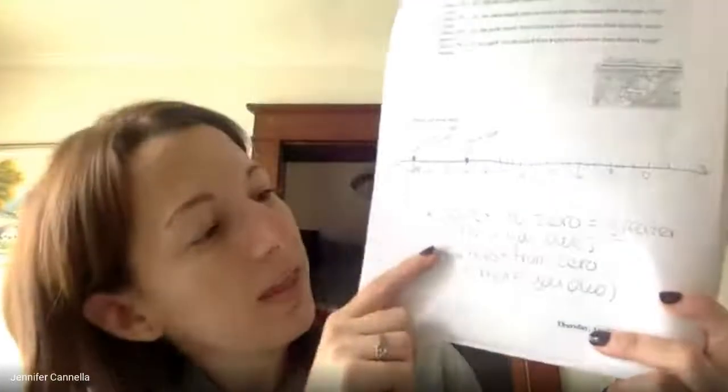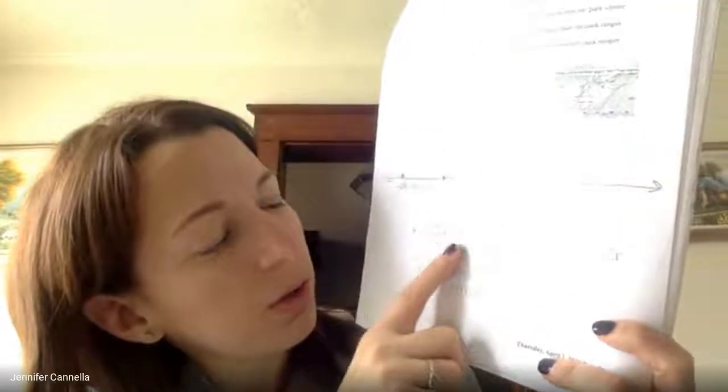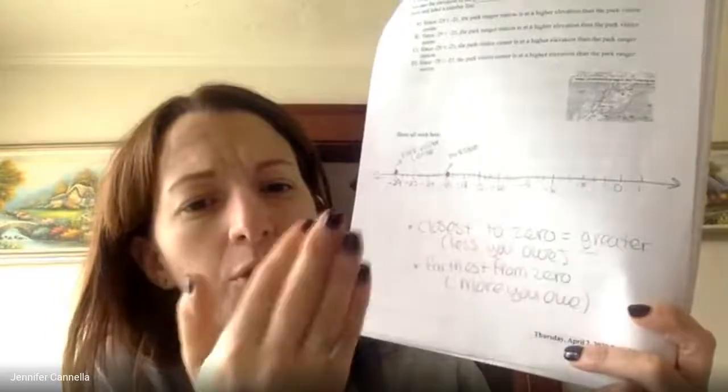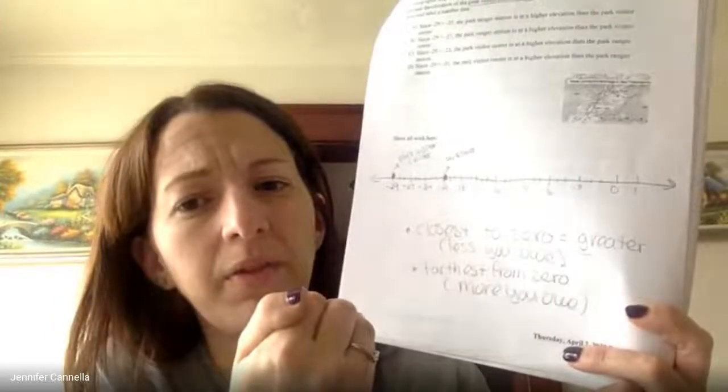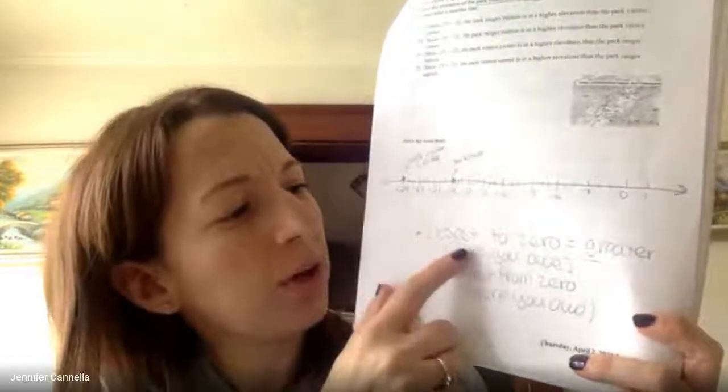And the notes I wrote to myself, you don't have to write this, but I wrote it for me, is that the closer to 0, the greater the number is, meaning the less you owe. The farther from 0, the more you owe. So the farther you are away from 0, the more you owe somebody. You're in the negative. You're going to owe more in order to get back to the positive. And the closer you are to 0, the less you owe.